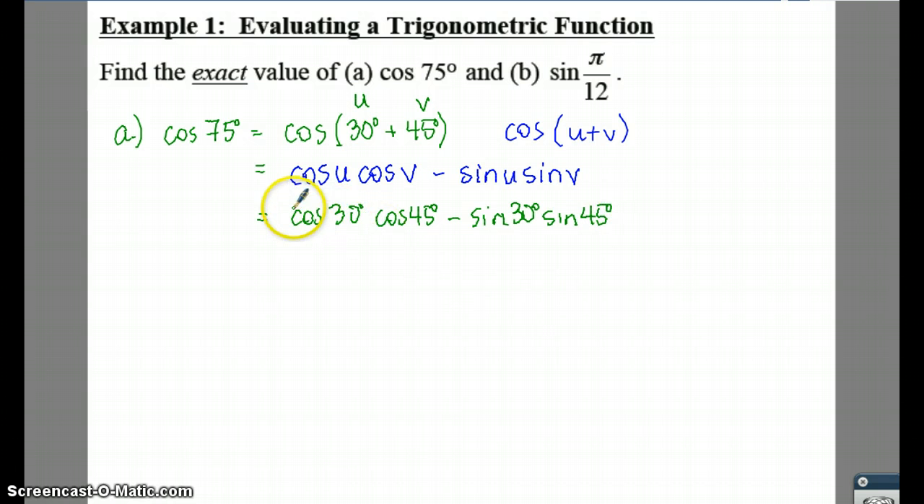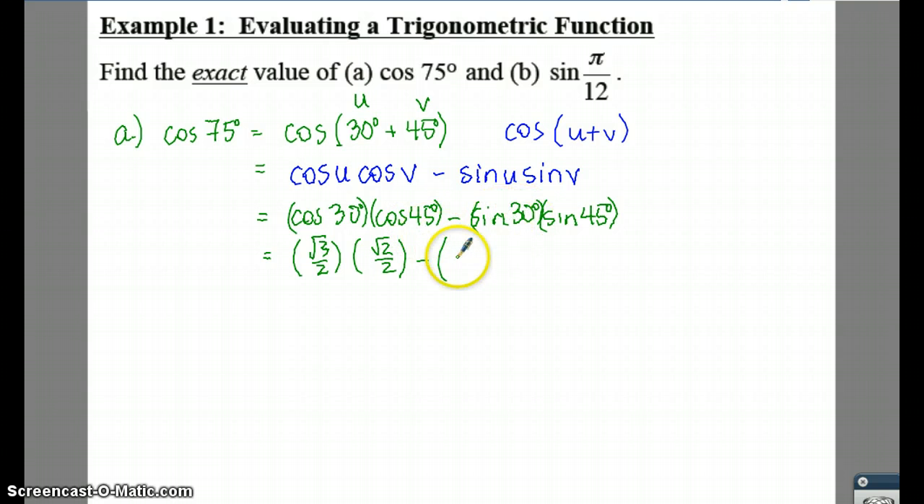So what we do is we just evaluate each of these functions now. If we're at 30 degrees on your unit circle, your cosine of 30 degrees is just radical 3 over 2. Your cosine of 45 degrees is radical 2 over 2. Minus, well, if your cosine of 30 degrees is radical 3 over 2, that must mean that the sine of 30 degrees is 1/2. And then your sine of 45 is radical 2 over 2.